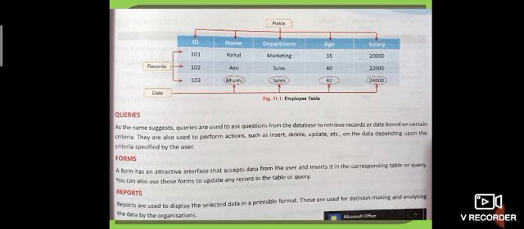Form. A form has an attractive interface that accepts data from the user and inserts it in the corresponding table or query. We can also use these forms to update any record in a table or query. Reports. Reports are used to display the selected data in a printable format. Means we can represent the data in a printable form through the reports. These are used for decision making and analyzing the data by the organizations.